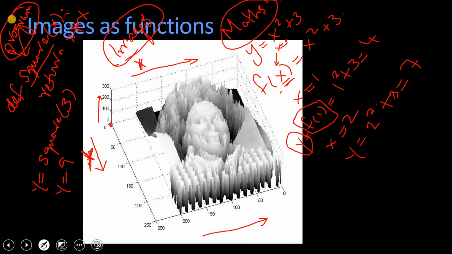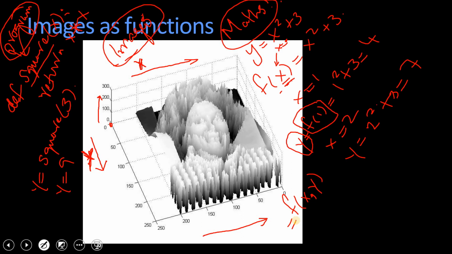Maths functions, programming functions, and images, these three are similar concepts. So how does it work? In the case of images, how can we treat the image as a function? It is basically a function that takes two input values. Let's say I call my function f, it will take two values now. This time y is not an output, it is an input.